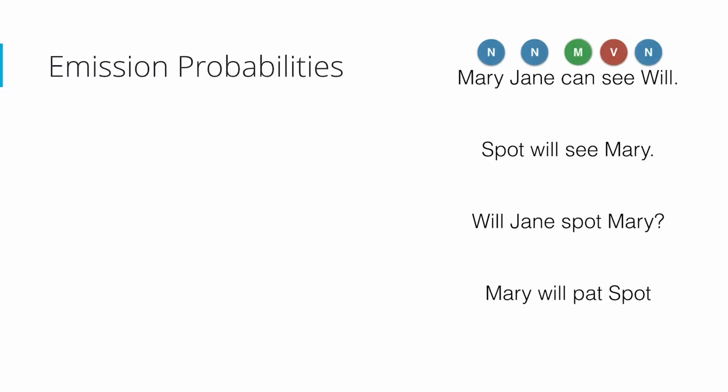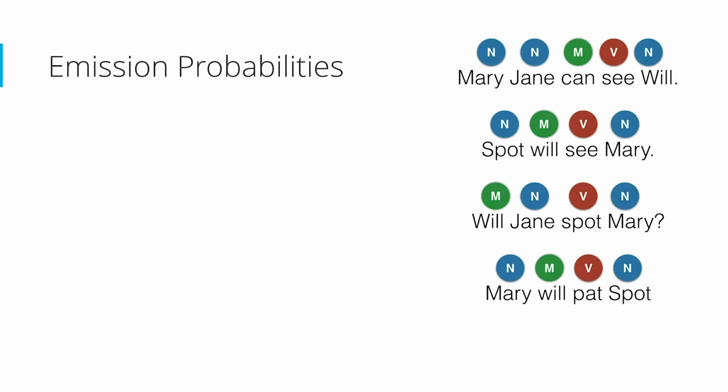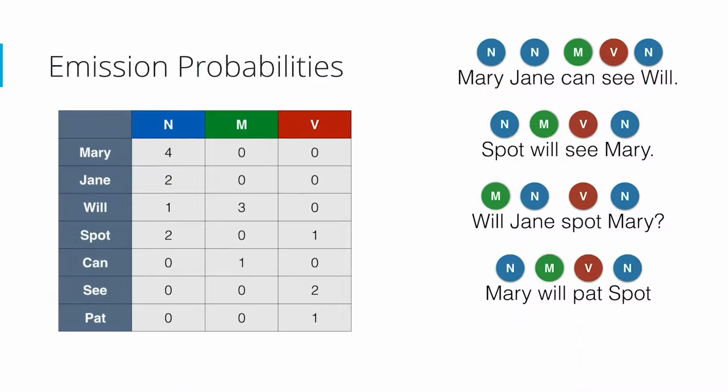So here are our sentences with their corresponding tags. And we're going to calculate the emission probabilities. That is the probability that if a word is, say, a noun, that word will be Mary or Jane, etc. So to do this, we again do a counting table like this one, where, for example, the entry on the Mary row and the noun column is 4, because Mary appears 4 times as a noun.